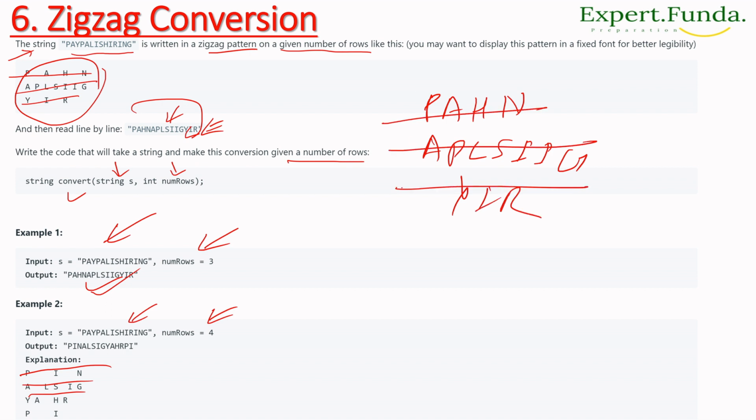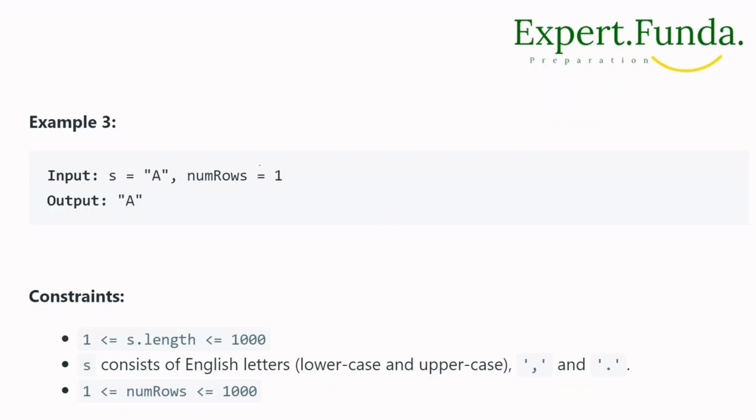So what is the zigzag? Zigzag means we go like this, like this. We'll understand how we will get this approach. If there is only one element, if you read like this, you will get only one A here, so we'll return the value.